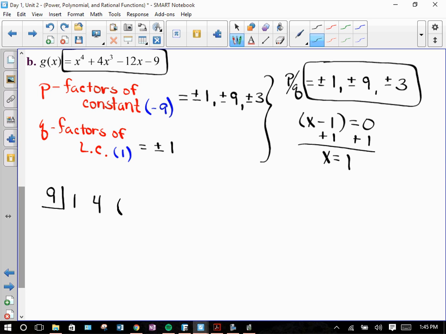So here's the thing. You have to have a placeholder for every term. If there is no term, you have to have a 0. Alright? So you can add x squared. What's the coefficient for the x term? Negative 12. And then what's our constant? Negative 9. Alright.